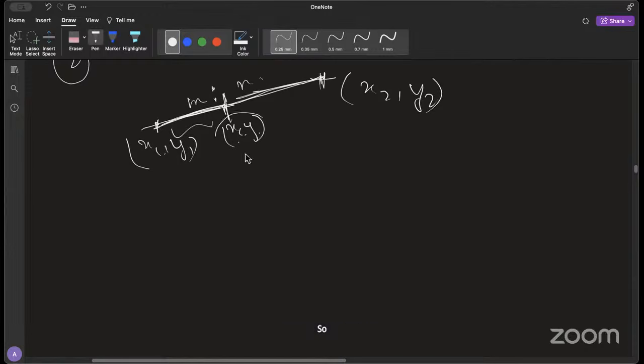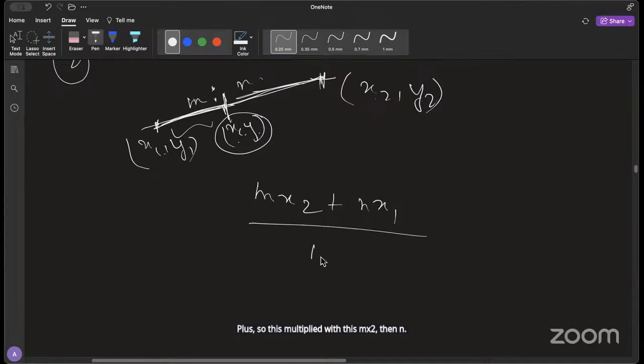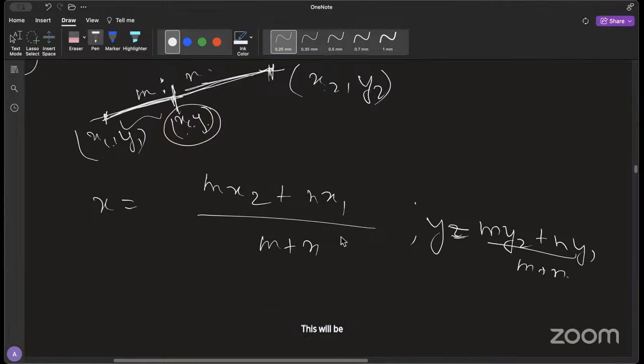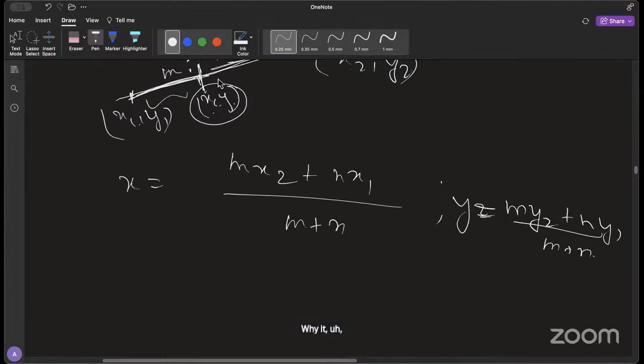The formula to find this point is m x2 plus n x1, divided by m plus n. This will give you the x coordinate. The y coordinate of this point will be m y2 plus n y1, divided by m plus n.